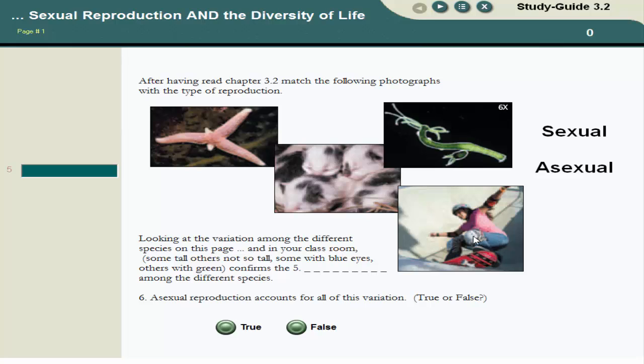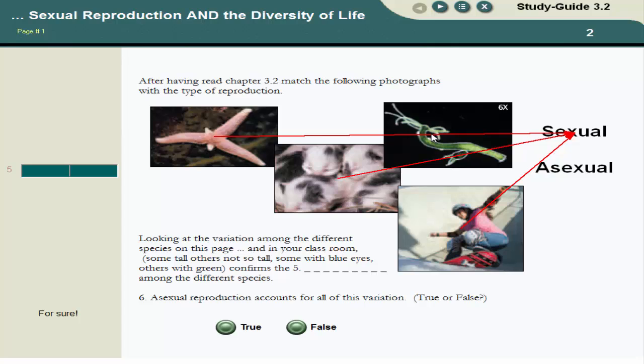Well, I know this is a human, and I know we don't undergo mitosis, so I'm going to say that it is sexual. Simply because the skateboarder was produced by the fusion of two gametes, just like you. These little critters appear to be like higher organisms. I'm thinking they're sexual. Starfish, believe it or not, they're sexual as well.